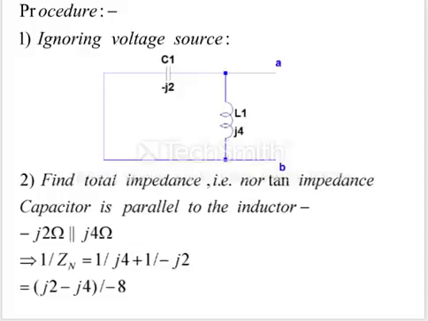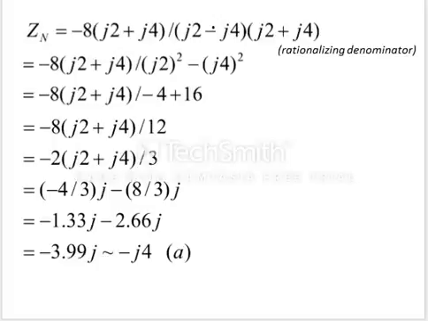1 upon the Norton impedance is equal to 1 upon j4 plus 1 upon minus j2, which equals j2 minus j4 upon minus 8. Hence, the Norton impedance equals minus 8 into j2 plus j4 upon j2 minus j4 into j2 plus j4. Here, rationalization of the denominator has been done. After solving it further, we arrive at the result minus 3.99j, which approximately equals minus j4, which is option A.